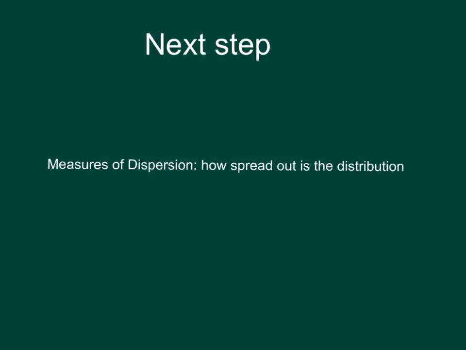The next step to understanding the shape of a distribution is how spread out the values are. For this, you need to take a look at measures of dispersion.